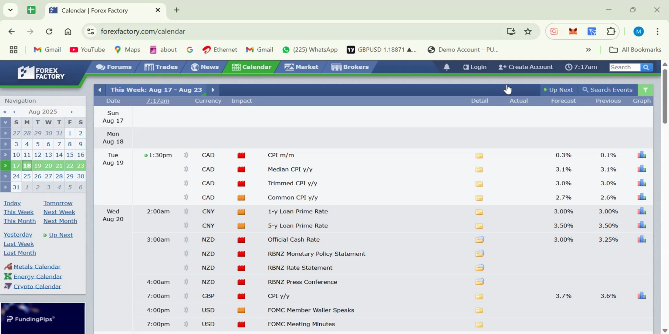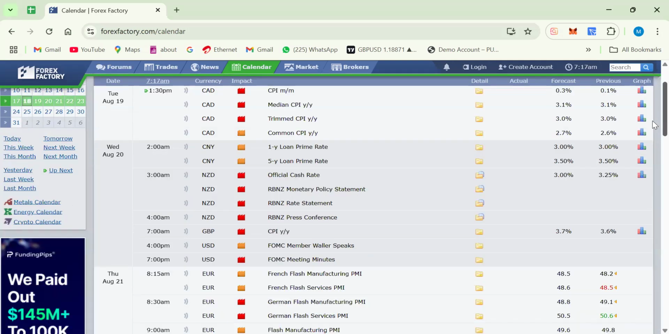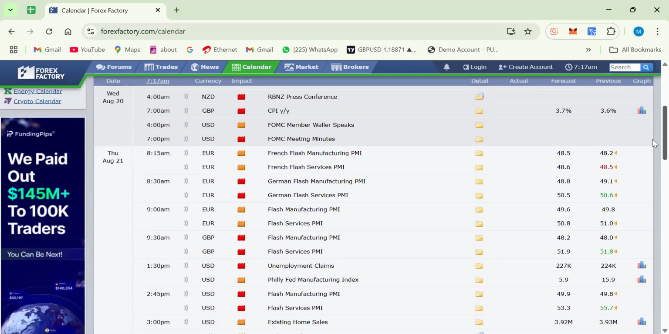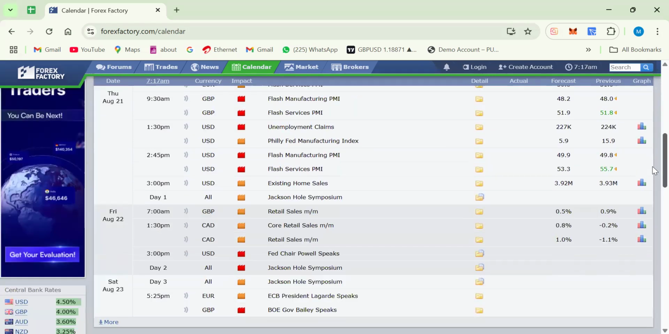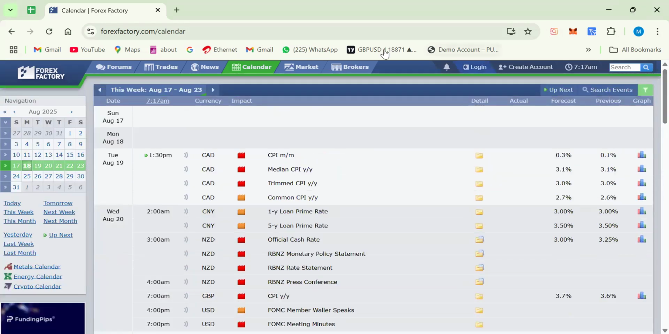So this week, I don't think we have much high impact news on US dollar. Let's see. Okay, we have unemployment claims and flash PMI on Thursday. And that's all. So this week, there's no high impact news.